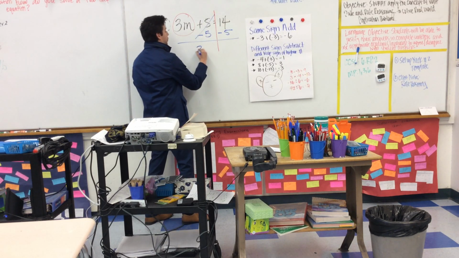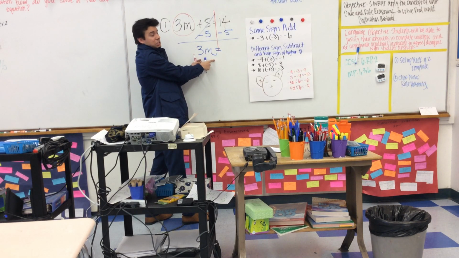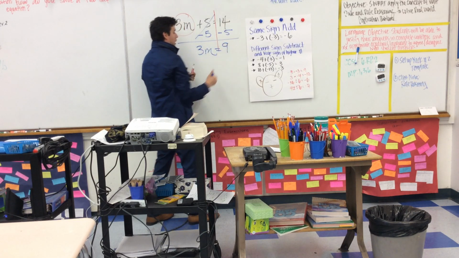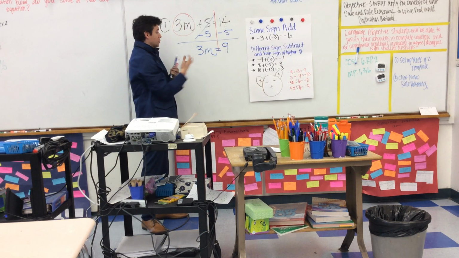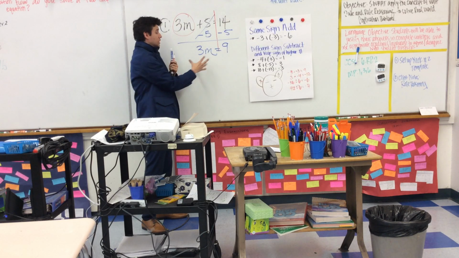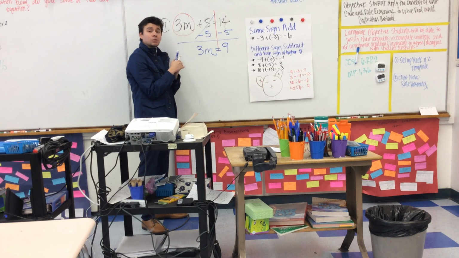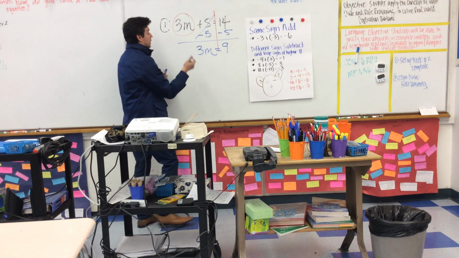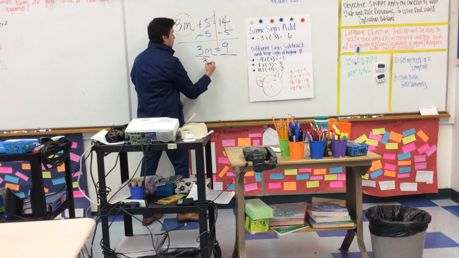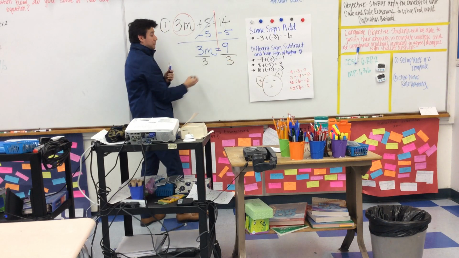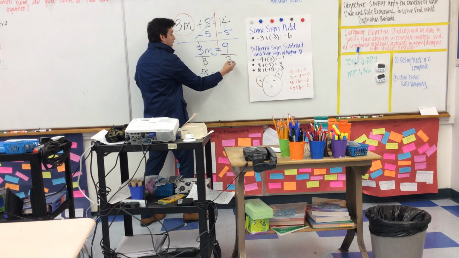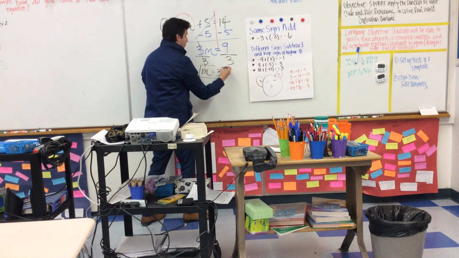So now you have 3m equals, I dropped it because you didn't touch it. 14 minus 5 is 9, okay? Now these two numbers are multiplying. What's the opposite of multiplication? What's the inverse of multiplication? It's division. So now we're going to divide both sides by 3. Divide by 3. These become a 1. M is equal to 9 divided by 3 is 3.